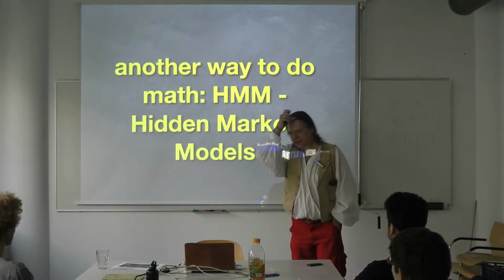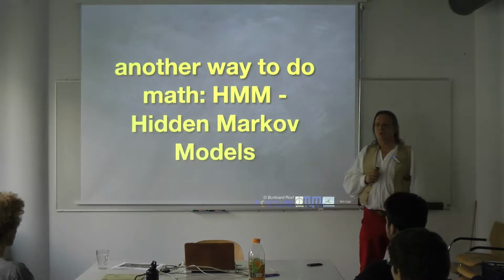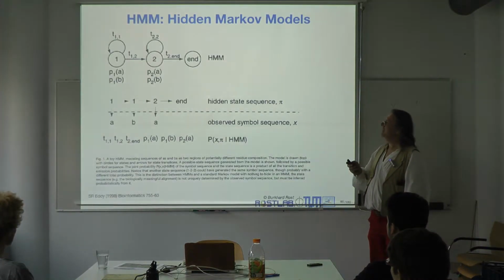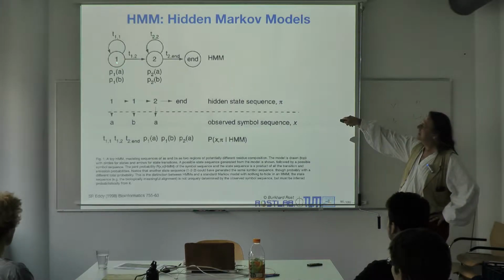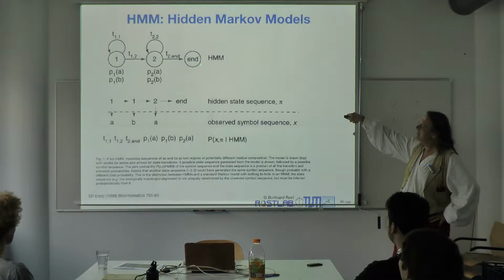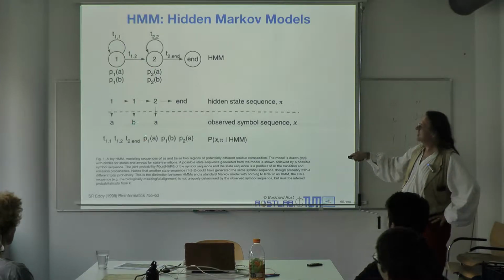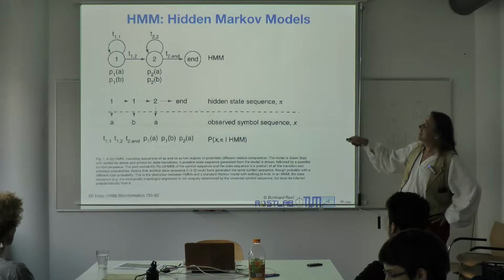Another way of doing the math is the hidden Markov model. We've all heard of the hidden Markov model. So what's the feature of a hidden Markov model? One way of putting it is that you have hidden state 1, a transition to itself, a transition to the next state, and then a transition, in this particular case, to the end state. You have an observed sequence of symbols, and you map the observed sequence of symbols onto that model.